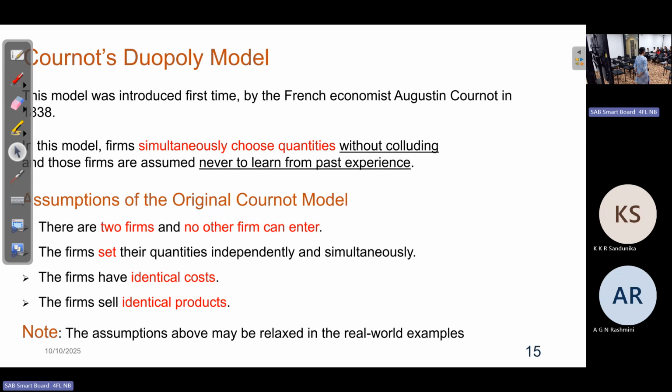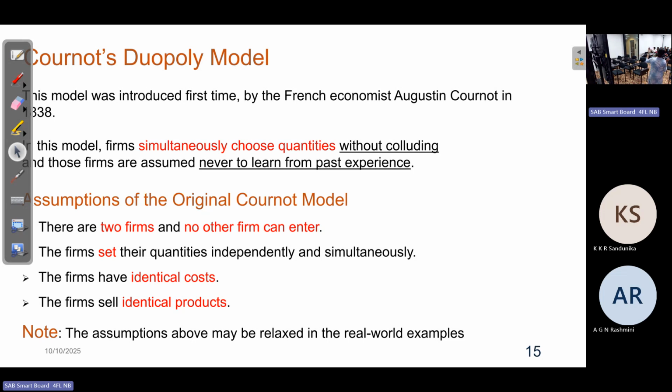So the main assumption in this model is, again, this is non-collusive. There is no coordination among the firms. So we assume the firms decide the quantity to produce simultaneously. If there are two firms A and B, both decide their quantities together. A will decide I will produce this much, B will decide I will produce this much, without coordination. And assume they are not able to learn from past experience.